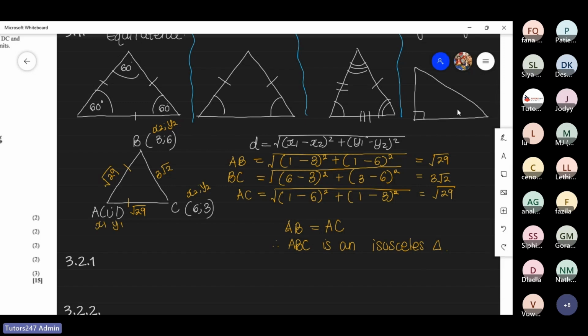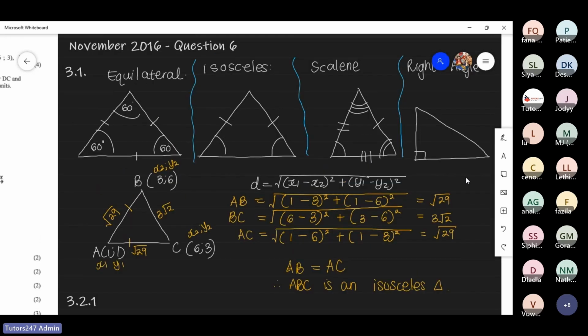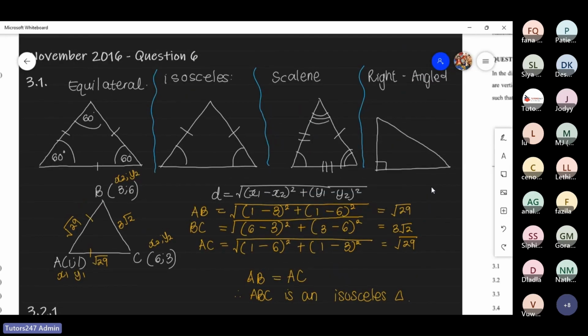So a quick recap before we go to the next question. It was important for you to be able to know your 4 different types of triangles. Your equilateral triangle, which has all 3 sides equal, and each angle equal to 60 degrees. Your isosceles triangle, which has two equal sides, two equal angles. Your scalene triangle, which has no equal angles, no equal sides. And finally, your right-angled triangle, which has a 90-degree angle.